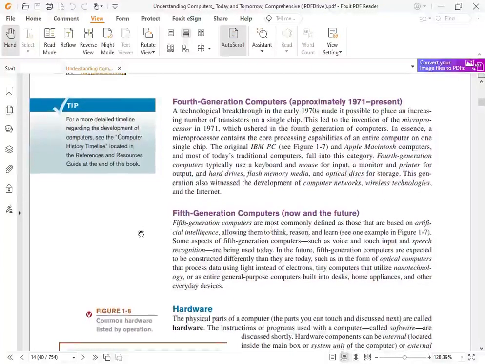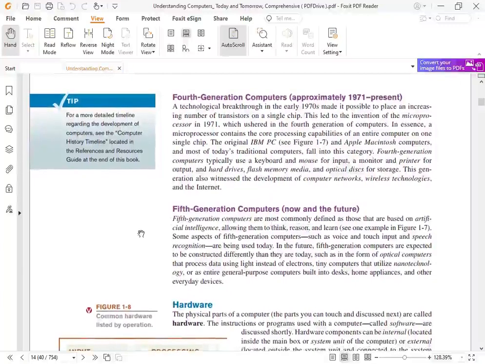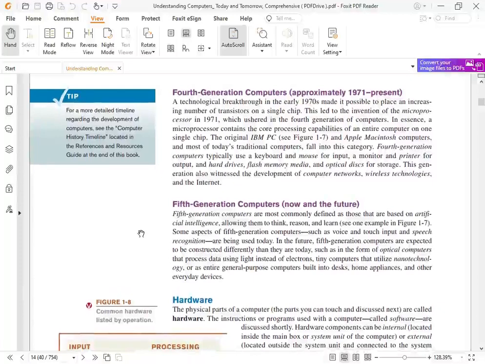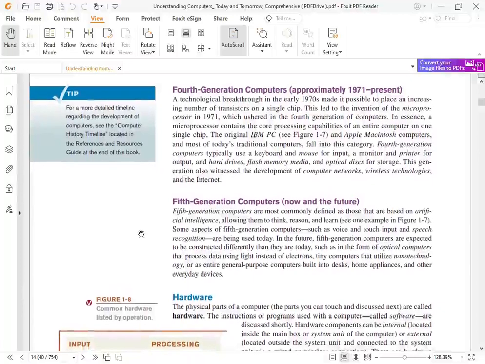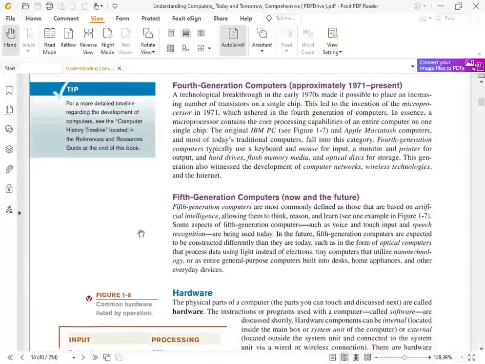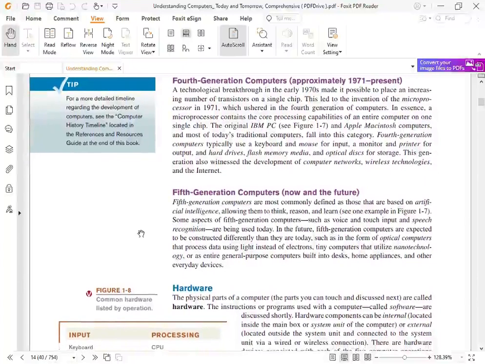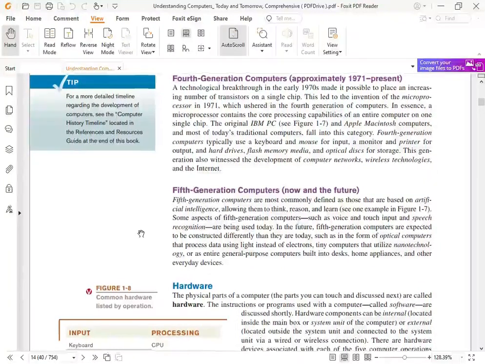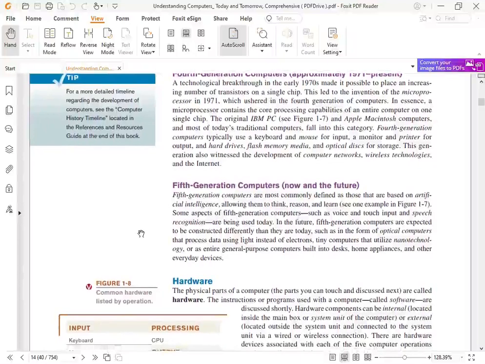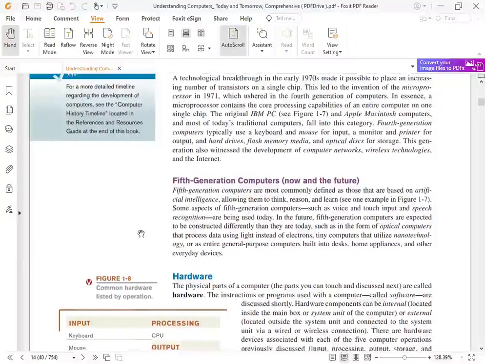Fifth-generation computers are most commonly defined as those that are based on artificial intelligence, allowing them to think, reason, and learn. See one example in Figure 1-7. Some aspects of fifth-generation computers, such as voice and touch input and speech recognition, are being used today. In the future, fifth-generation computers are expected to be constructed differently than they are today, such as in the form of optical computers that process data using light instead of electrons, tiny computers that utilize nanotechnology, or as entire general-purpose computers built into desks, home appliances, and other everyday devices.